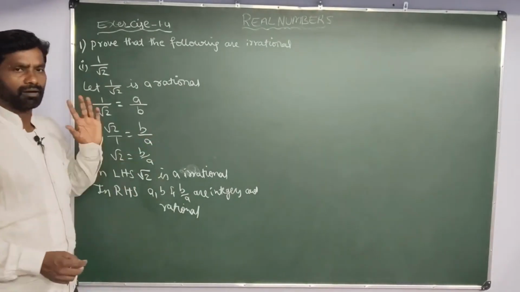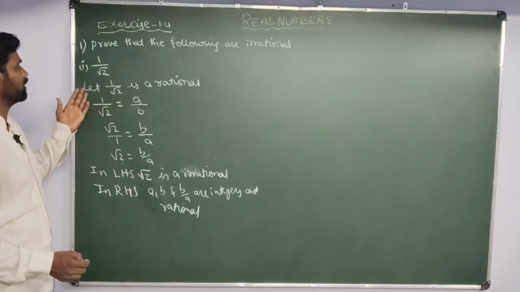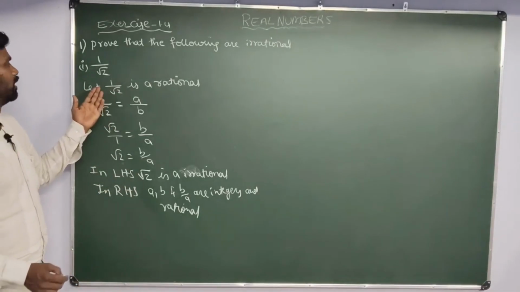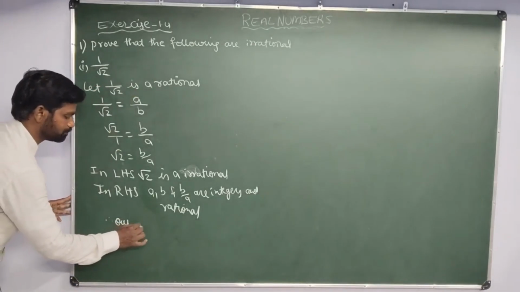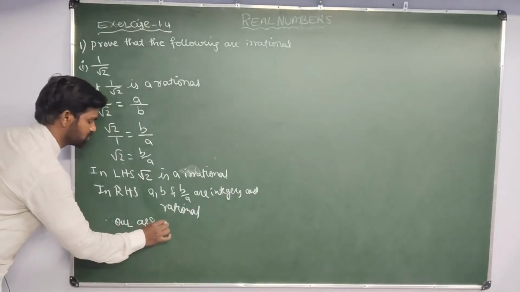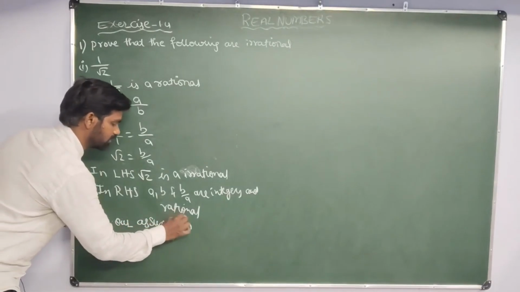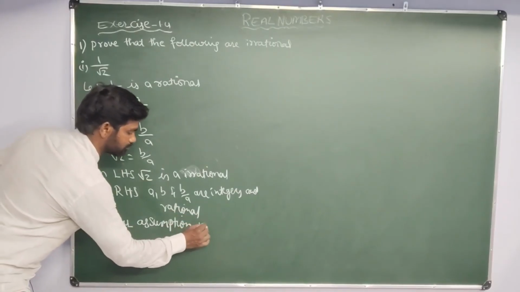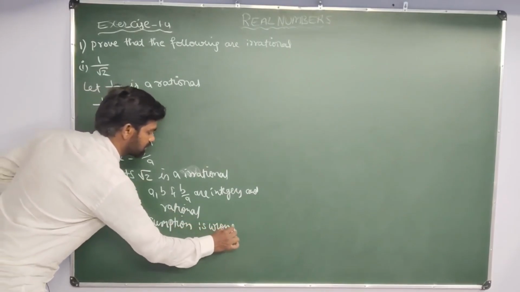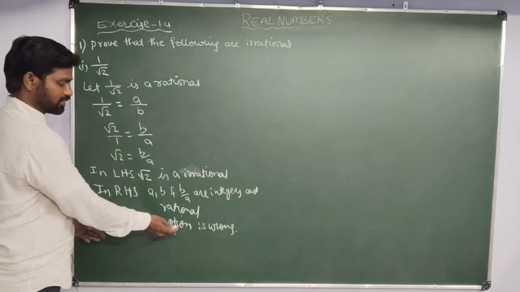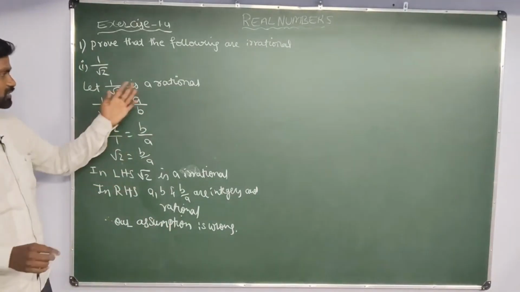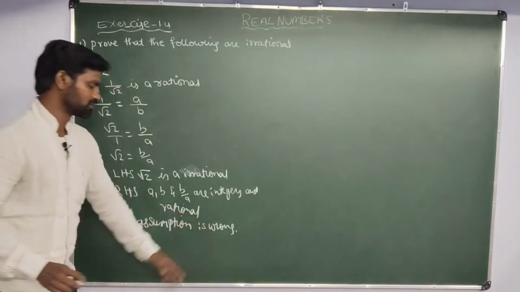It means that our assumption is wrong now. So what we assumed or what we considered, let 1 by root 2 is a rational. Therefore, our assumption is wrong. So what we considered, 1 by root 2 is rational, no? So that is our assumption. We consider that 1 by root 2 is a rational. So our assumption is wrong.